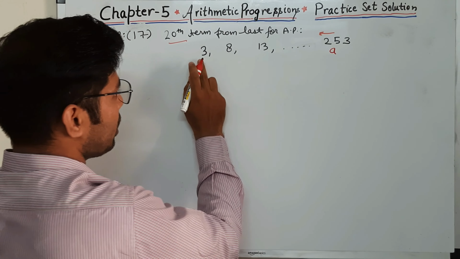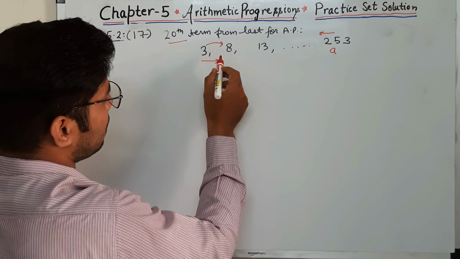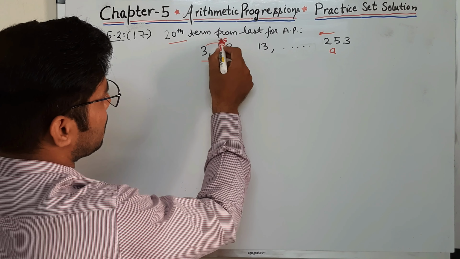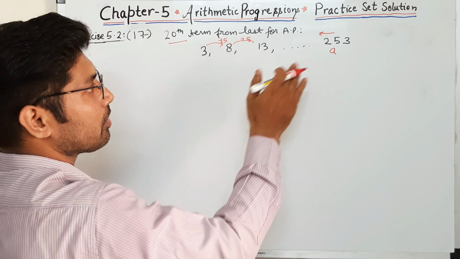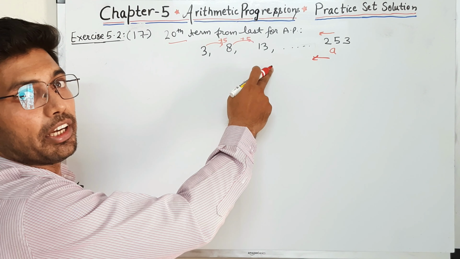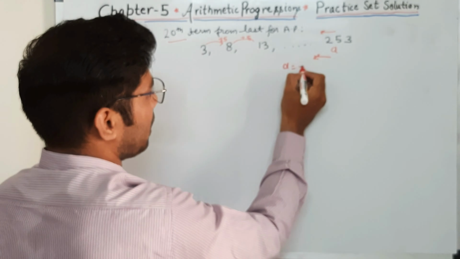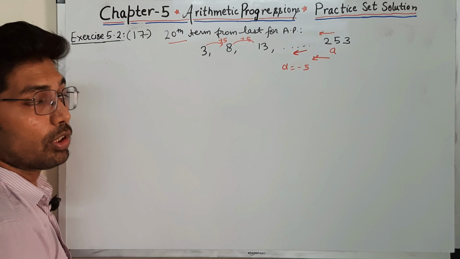Okay, now here you see the difference. If you go from here, the difference will be 3, 8 minus 3 will be 5, plus 5. Okay, here we are incrementing by plus 5. If we come from here, d will be decrementing by 5. So d will be minus 5 if we come from this direction. So in this direction we need to find the 20th element.